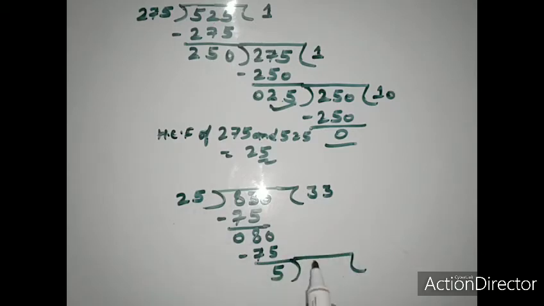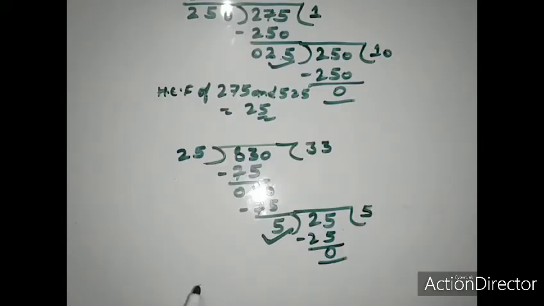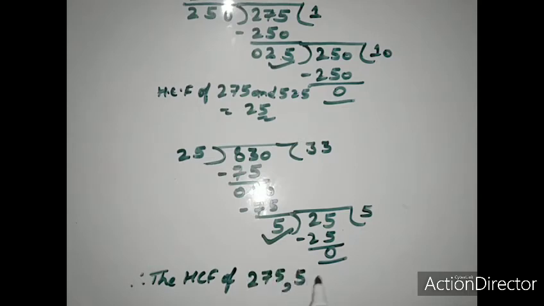Now we take 25 here and you also directly multiply 25 and 33, so you get a number here. So then you will subtract these two numbers here and you get 5 as a difference. After that you will take 25 here, right? So 5 5s are 25. Now 25 minus 25, 0. So here we get the last divisor as 5. So here we say that the HCF of 275, 525 and 830 is 5.